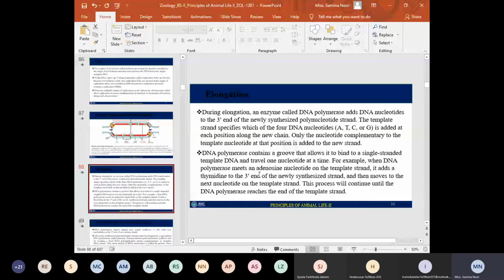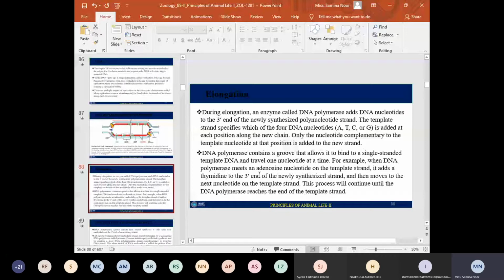For example, when the polymerase meets an adenosine nucleotide on the template strand, it only adds thymidine to the 3' end of the newly synthesized strand, and then moves to the next nucleotide on the template strand. This process will continue until the DNA polymerase reaches the end of the template strand.